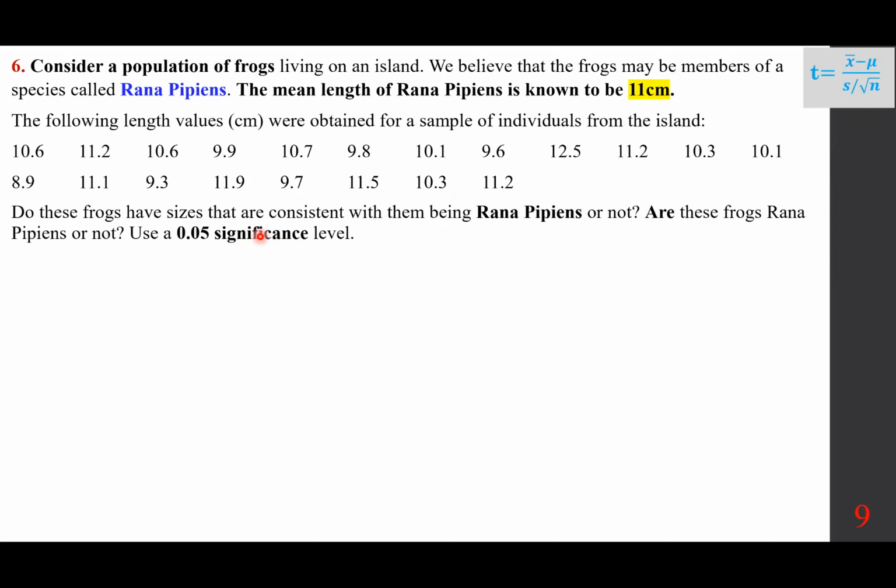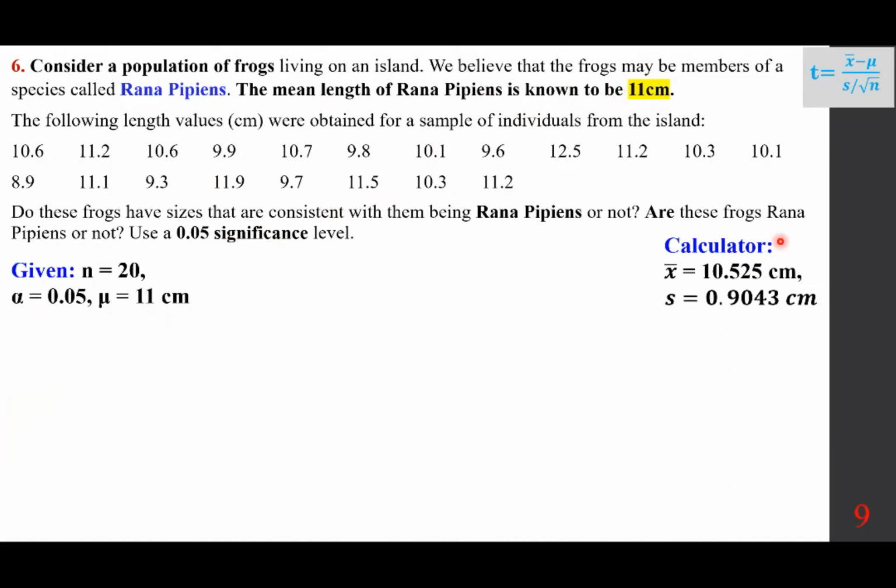Alpha is 0.05. And the mean length is known to be 11 centimeters. What does it mean? Mu is 11 centimeters. So you look at the given: N is 20, alpha is 0.05, mu is 11. Now, you run the technology. Calculator: X bar is 10.525 centimeters and S is 0.9043 centimeters.